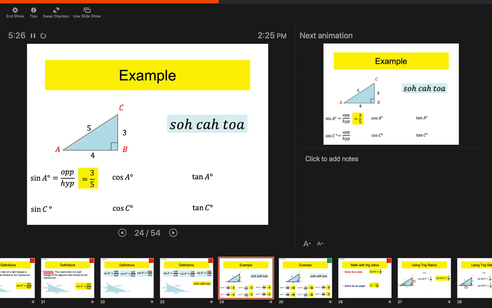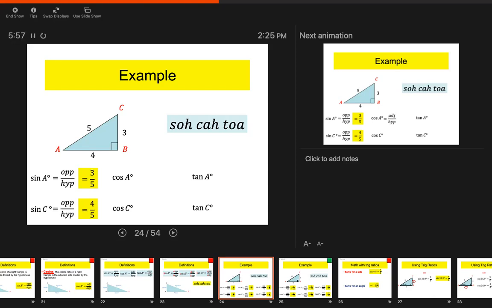All right, McKinley, sine C. Opposite over the hypotenuse. So there's C. Oh, sorry, we're doing C. Then that's 3/5. Where's C? Oh, wait, no, not 3/5. It is 4/5.